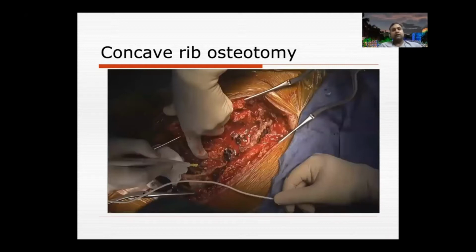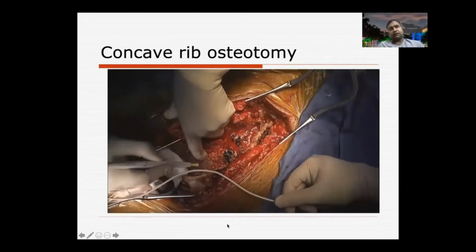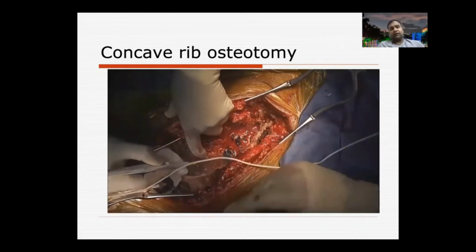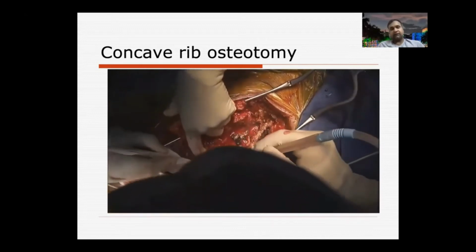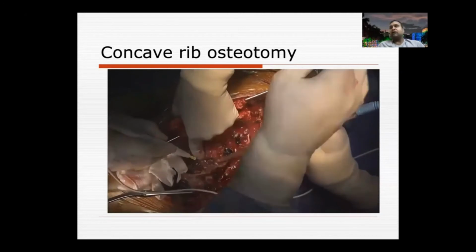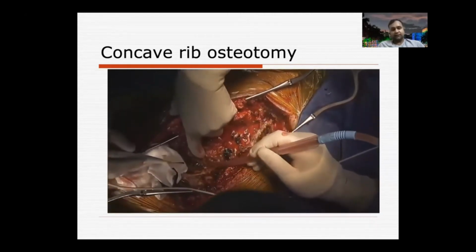I also perform the concave rib osteotomies in some of the cases, not all cases, if I'm not able to get the full correction. This is especially important in long-standing curves, when these concave ribs act like a tether on the concave side, and just taking out the concave ribs gives substantial mobility in such cases.